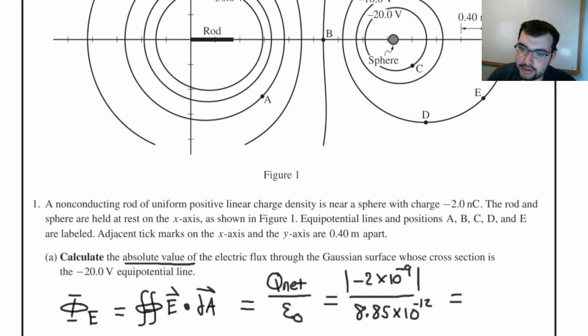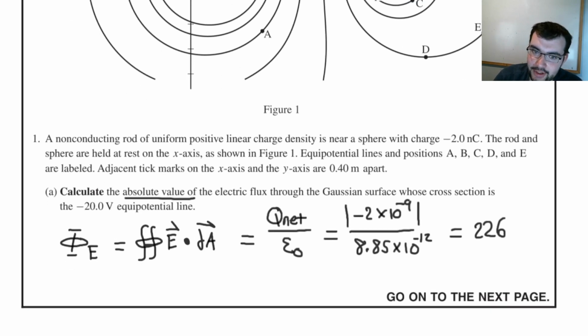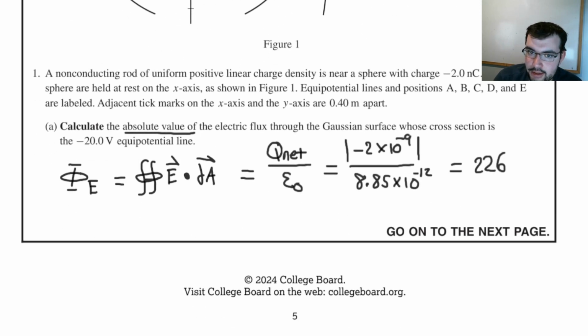So let's see, what is this? Well, checking my notes here, it's 226. And the unit is the electric flux. So what is that? Well, let's see. E field is newtons per coulomb. And an area is square meters. So we get newton per coulomb times meters squared. Lovely.